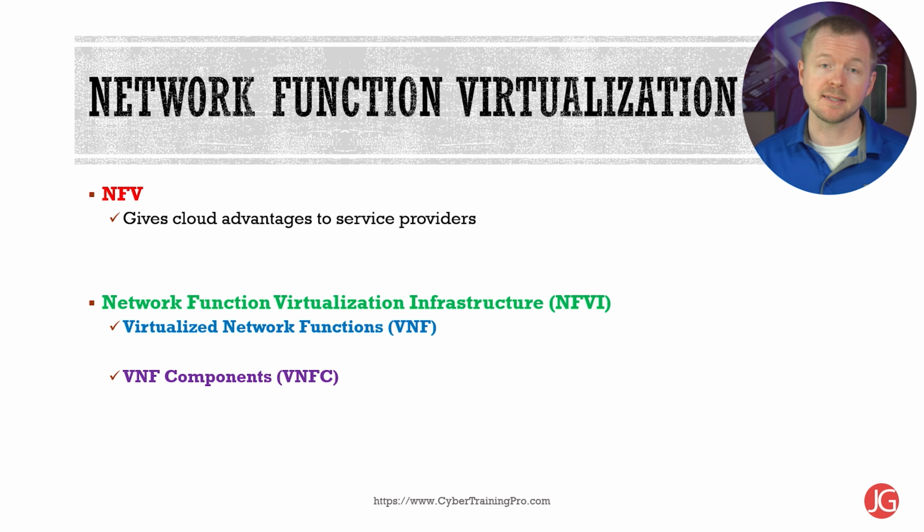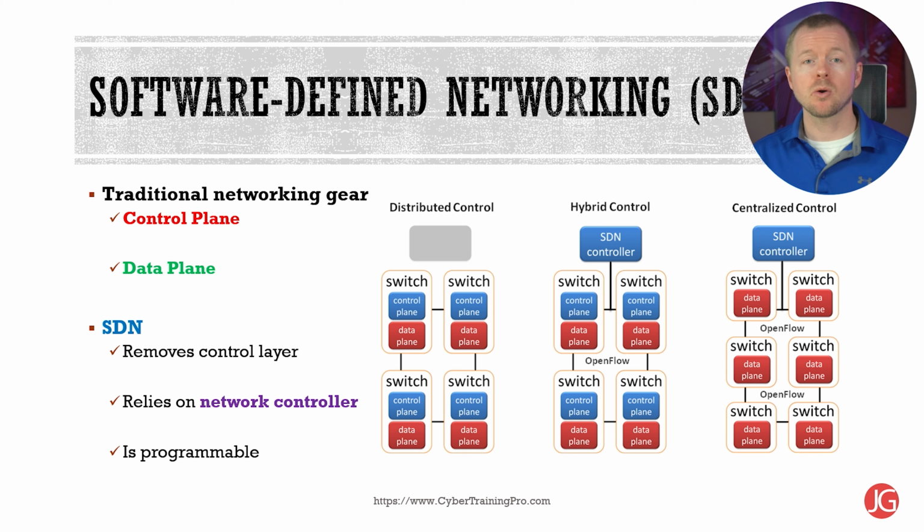Let's talk about software-defined networking, or SDN, real quick so that you don't get it confused with NFV. Traditional networking gear has two different planes. It has a control plane that decides how to move traffic and where to configure the devices, and a data plane or forwarding plane that executes those decisions based on what the device knows. Software-defined networking, or SDN, removes that control layer of individual devices and instead relies on a network controller to determine how traffic is moved throughout a network on the data layer or infrastructure layer.